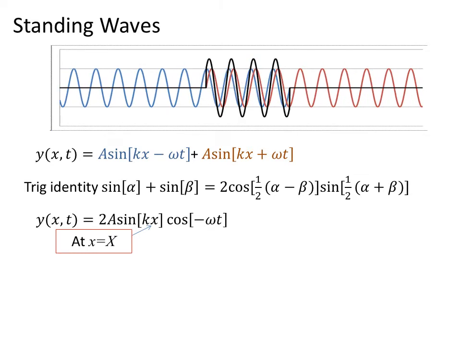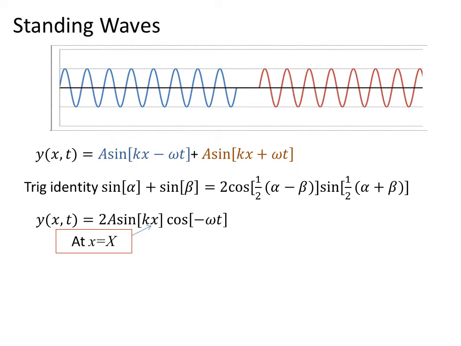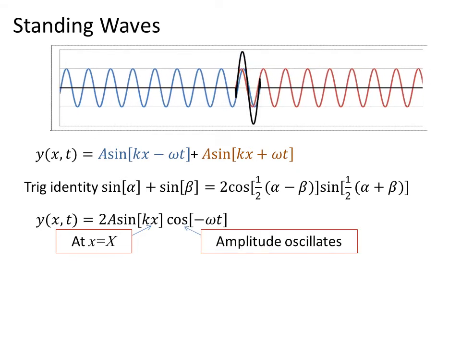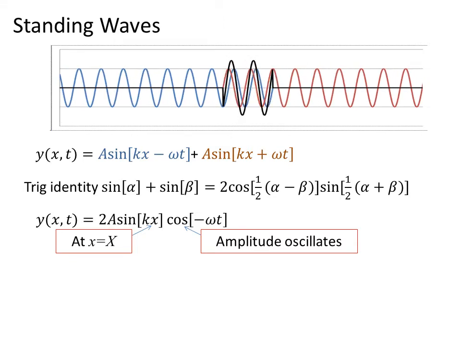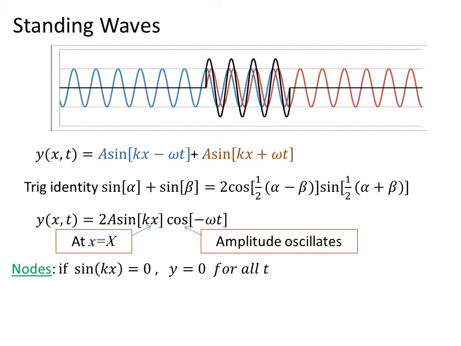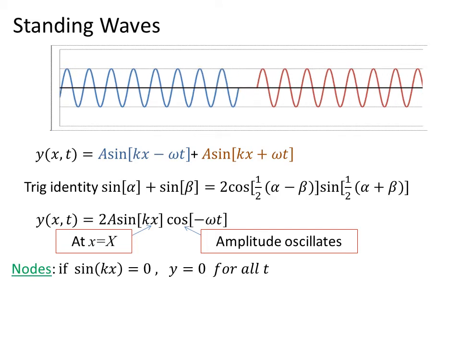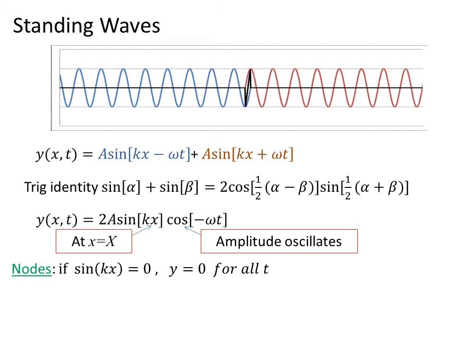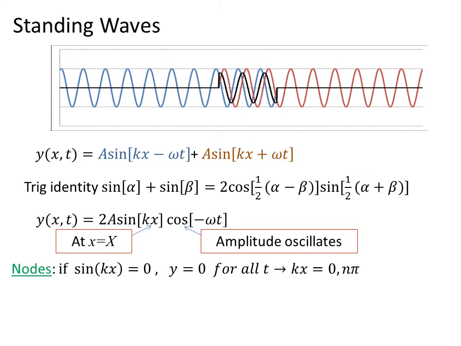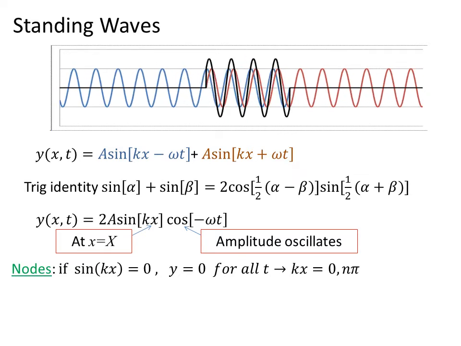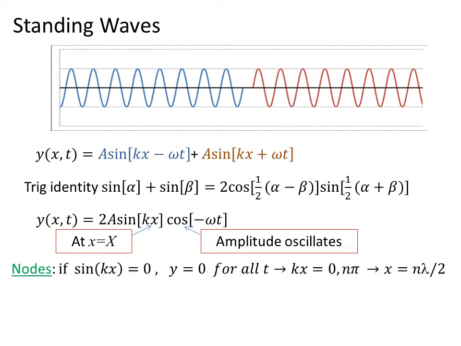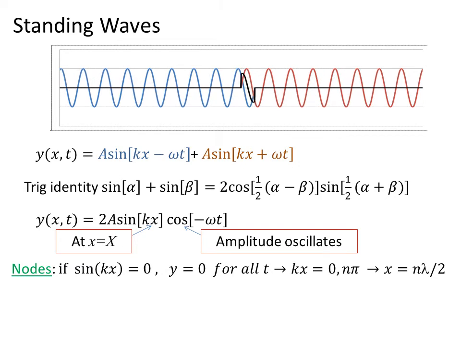At some fixed position x, if we look at one point of x, we see that the amplitude will oscillate, given by this cosine of minus omega t. There are certain points called nodes: if sine of kx is equal to 0, then y is equal to 0 for all time. That implies that k times x is equal to 0 or some integer multiple of pi, so that x is equal to n times lambda over 2.